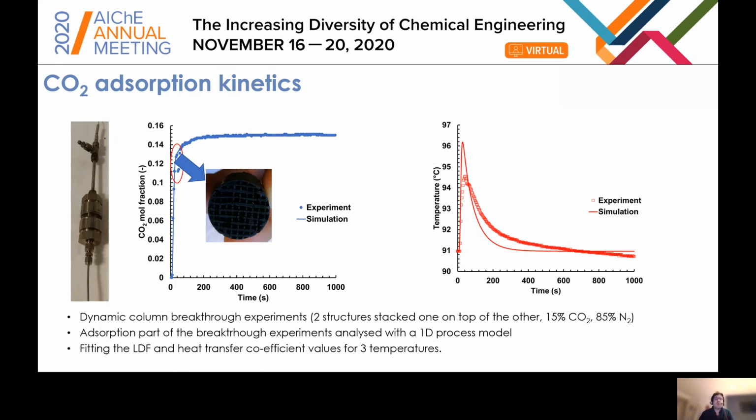What you can also notice here is there is a blip in the concentration profile, and that we suspect could be due to localized cracks that were formed during the drying stage. But overall, we can conclude here that the fitting between the experiment and the model is good, and we can use the obtained LDF coefficients to do the process optimization.